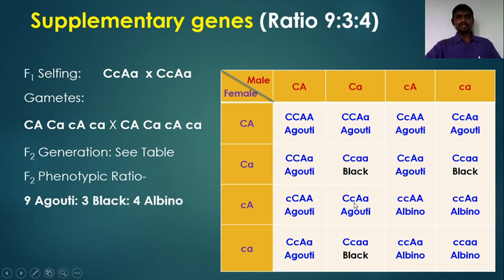So if you see the F2 phenotypic ratio, we get 9 agouti, 3 black and 4 albino. So this is the case of recessive epistasis. These 4 albino mice occurred due to the recessive epistatic gene c, which is not able to express the other dominant gene A. It is dominant, but it is not able to express itself because of the presence of the recessive gene c.